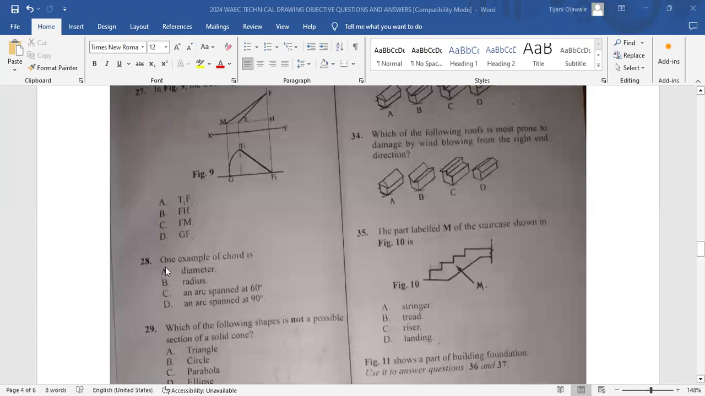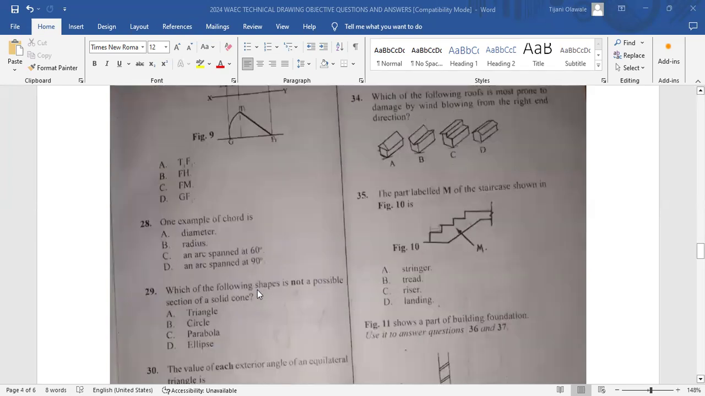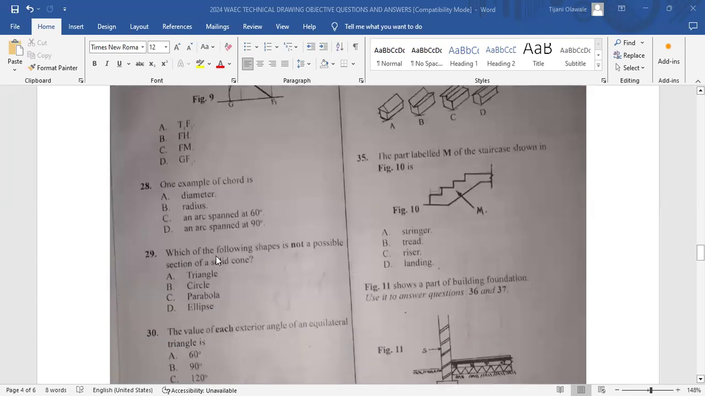Then question 28. One example of a chord is an arc spanned at 60 degrees. Option C is the answer to this question. So that is the answer to question 28. Then question 29. Which of the following shapes is not a possible section of a solid cone? So the answer is option A, triangle.